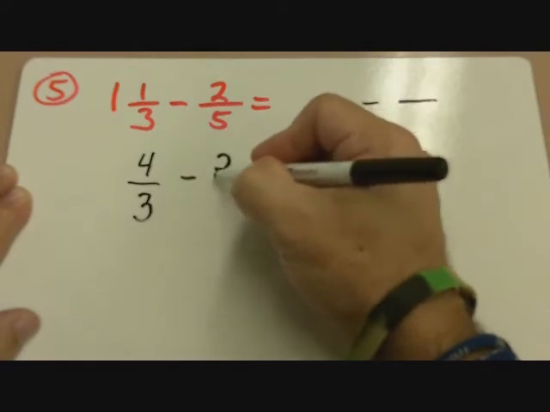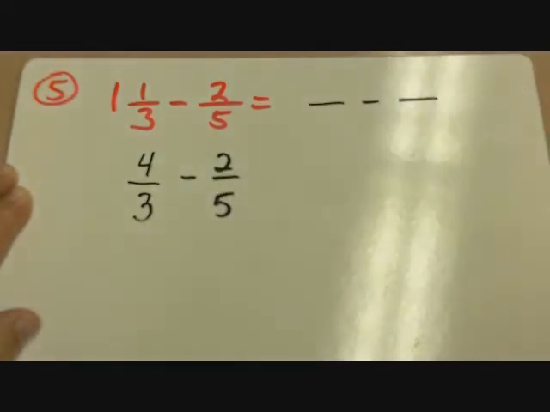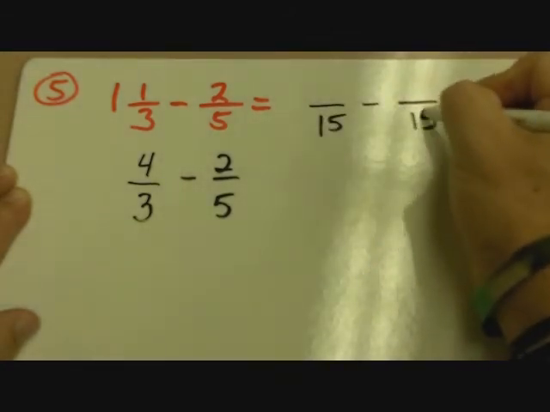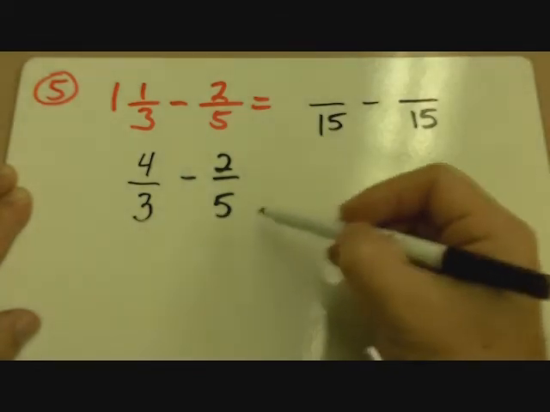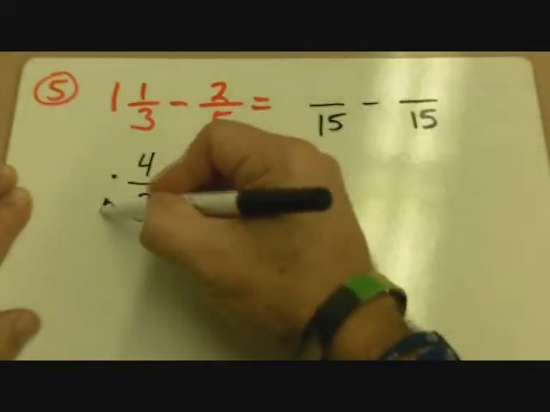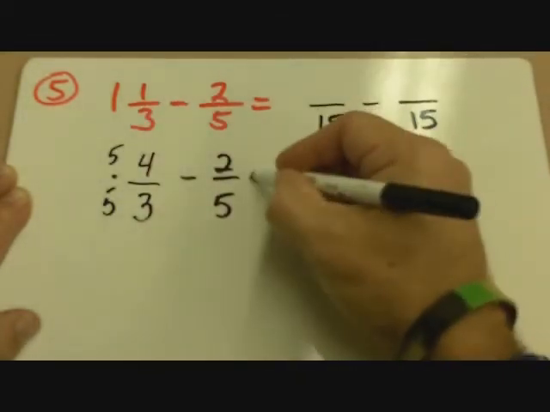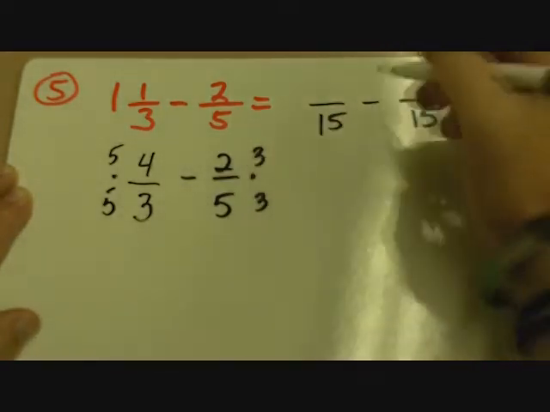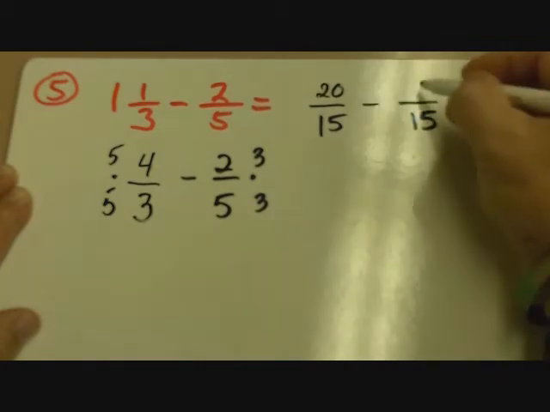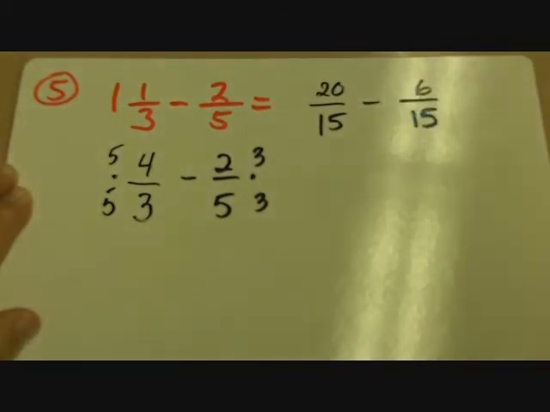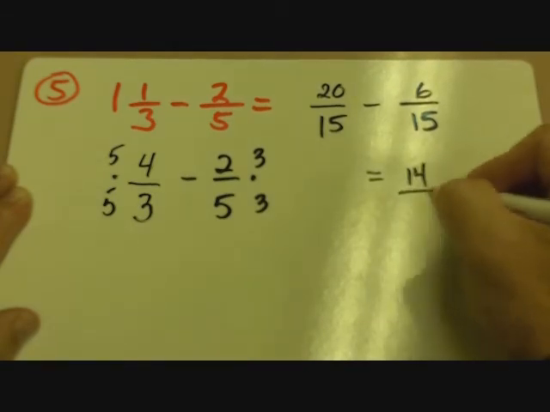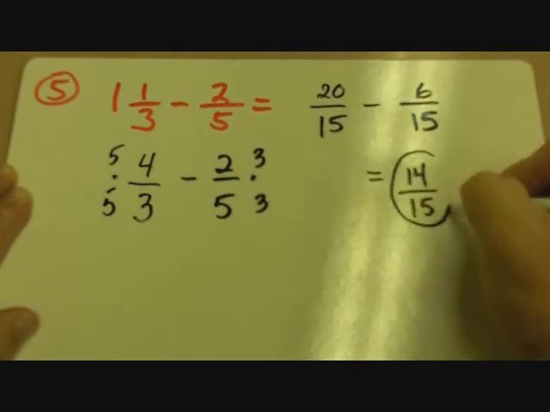Minus 2/5 doesn't need to be changed. So what's our common denominator? You'll find that it's 15 again. And how do we change these to be 15s? We will multiply by 5 over 5 and 3 over 3. And our new numerators are now going to be 20 and 6. So if you follow that this is a subtraction problem, you will get 14 out of 15 as a final answer.